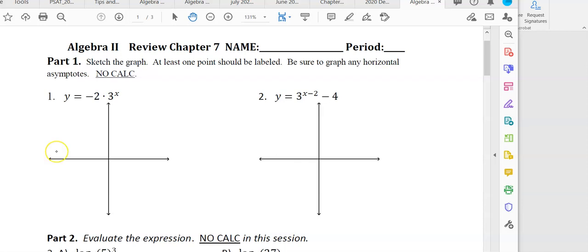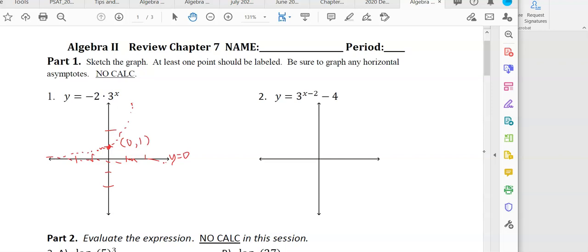Okay, so it helps to know the parent graph. For this one, you might consider starting with the parent graph, which means the asymptote is y equals 0. Let's get a dotted line right there. Normally exponential growth, like for 3 to the x, the parent graph goes to the point (0, 1), hits that point and moves up pretty fast, right? So that's the point starting at (0, 1).